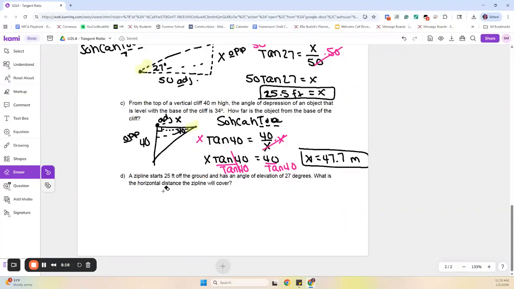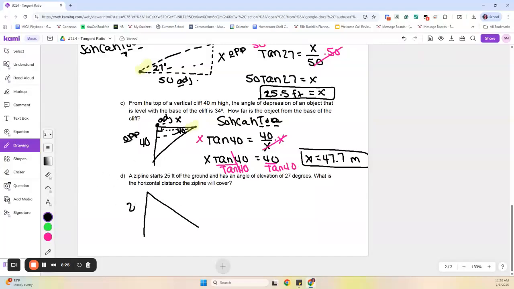All right, sorry, let's start that again. So a zip line starts 25 feet off the ground. I was drawing it a little bit off. So this is your zip line. It's 25 feet off the ground and has an angle of elevation of 27 degrees. Again, if this is your right angle, we're going to go horizontal to that. So that's going to be 27 degrees. What is the horizontal distance the zip line will cover? So the horizontal distance is right there.